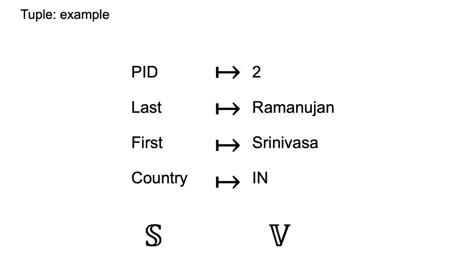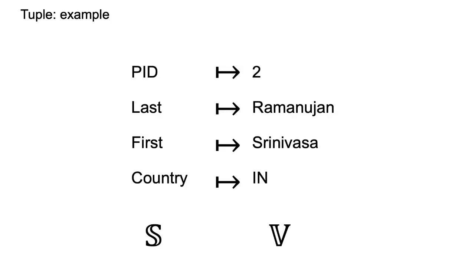So this is an example. This actually corresponds to a row, right? A tuple is the same thing as a row. And this tuple associates PID with 2, last with Ramanujan, first with Srinivasa, and country with India, right? So this is a tuple. Another name for that is map or associative array, right? And that I think you're familiar with, especially computer scientists, all right?